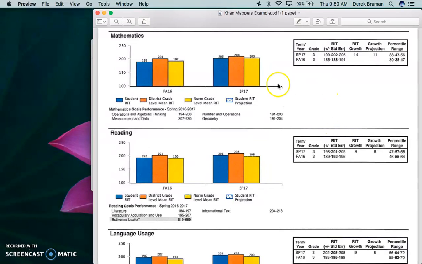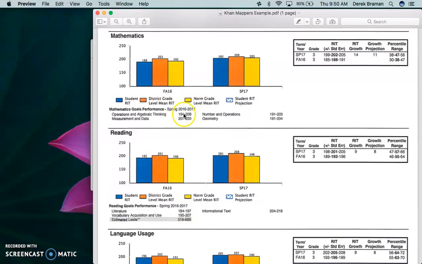We can take a look at where their score was at the beginning of the year and where their score ended up at the end of the year. So this is the range of their scores. We can see what their projection was, what they ended up doing, their percentile range throughout the year as well. Also, we see the range of their scores in different sub areas in math and reading and language use down below. Today we're going to focus on math.